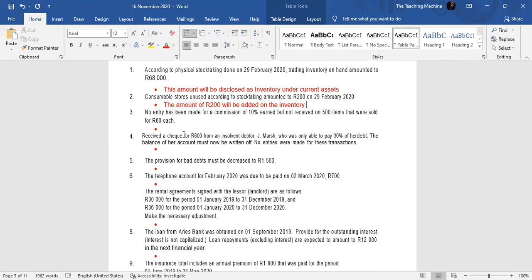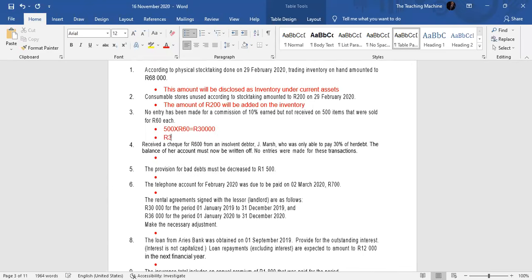Now, how do I work out my commission earned in this transaction? Okay, so 500 items were sold at how much? 60 rands each. So if you say 500 times 60, you'd get 30,000. Now, there should be a commission of 10%. So it should be 30,000 multiplied by 10%. I think it's 3,000 if I'm not mistaken.